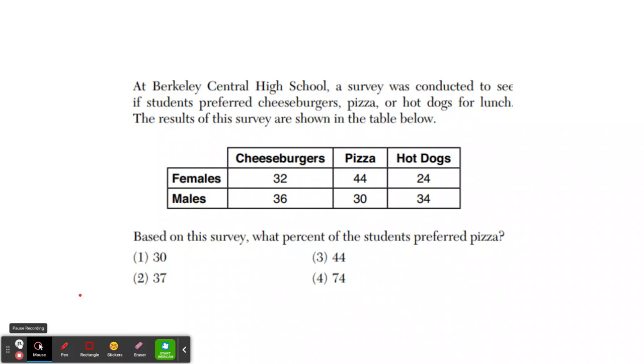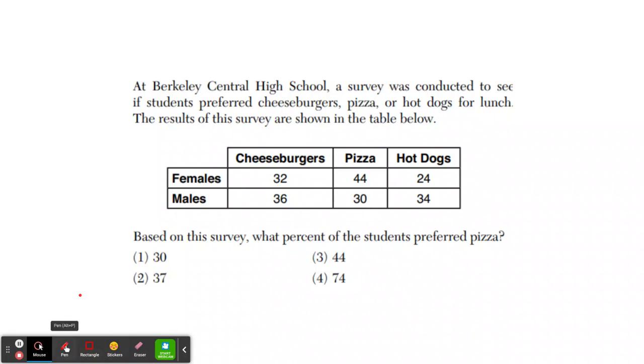All right, let's look at this question. At Berkeley High School, Central High School, they did a survey. They wanted to see if students preferred cheeseburgers, pizza, or hot dogs for lunch. And the survey is below. So based on this survey, what percentage of students preferred pizza? So you have to total them, add them together. So here, if you add them together, here are the totals.